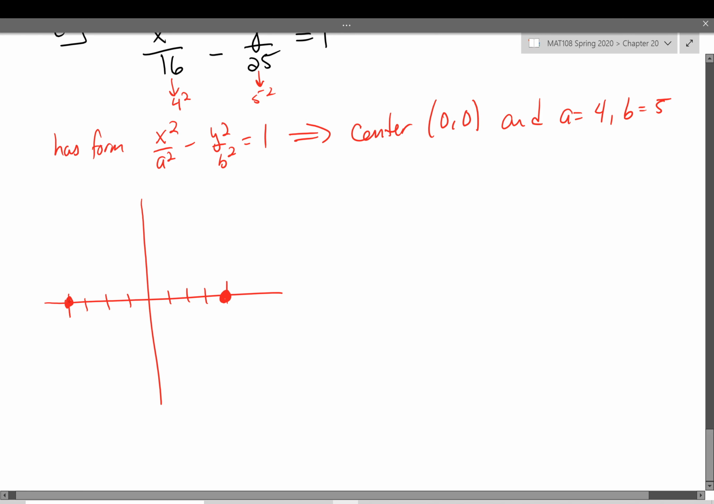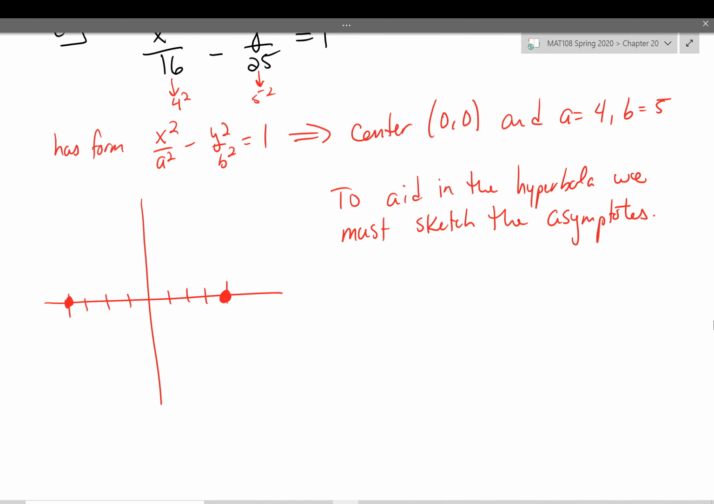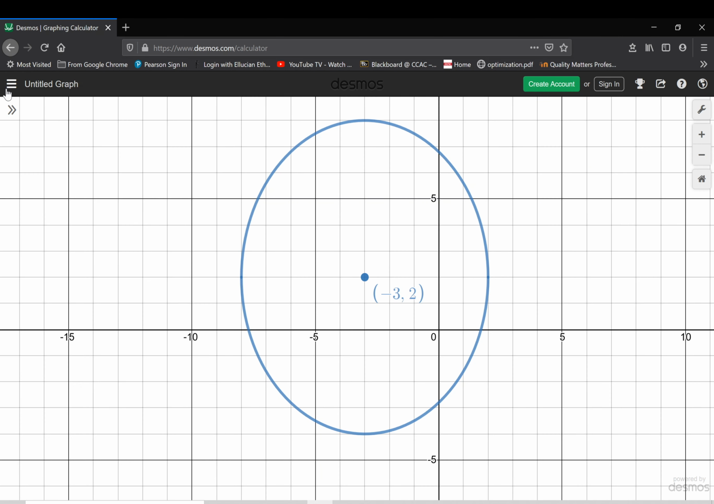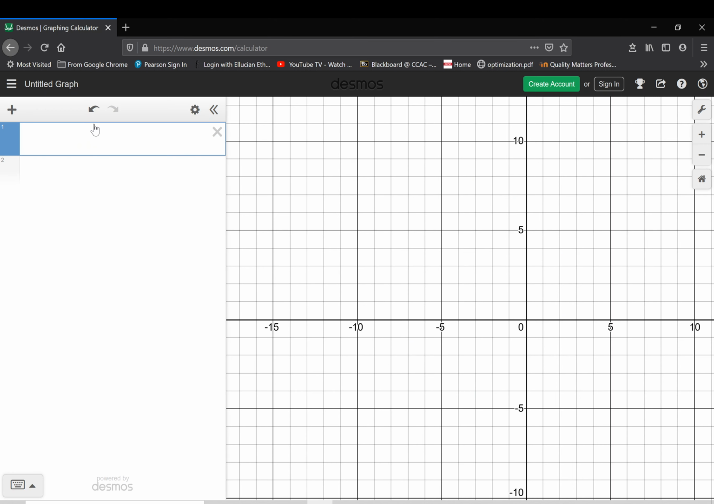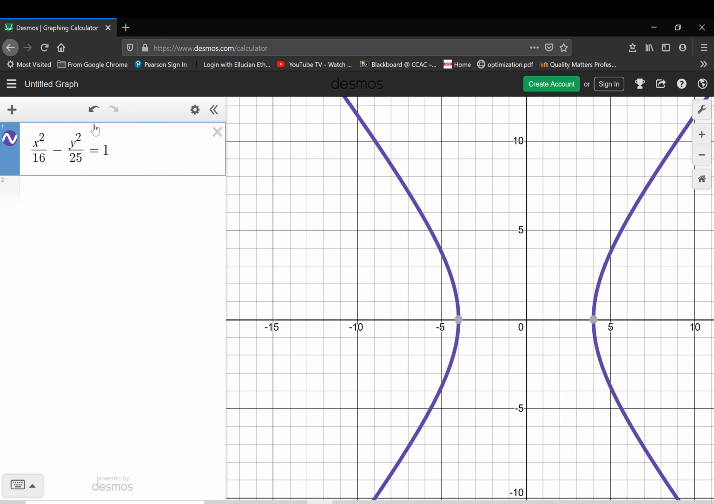All right. Now, to aid in graphing the hyperbola, we must sketch the asymptotes, okay? So when I say we must sketch the asymptotes, you should be thinking to yourself, what does he even mean by these asymptotes? Well, if we were to go back into Desmos and graph this, I want you to see what happens, all right? So we get x squared over 16 minus y squared over 25 equals 1. Look at the shape. Look at the shape.